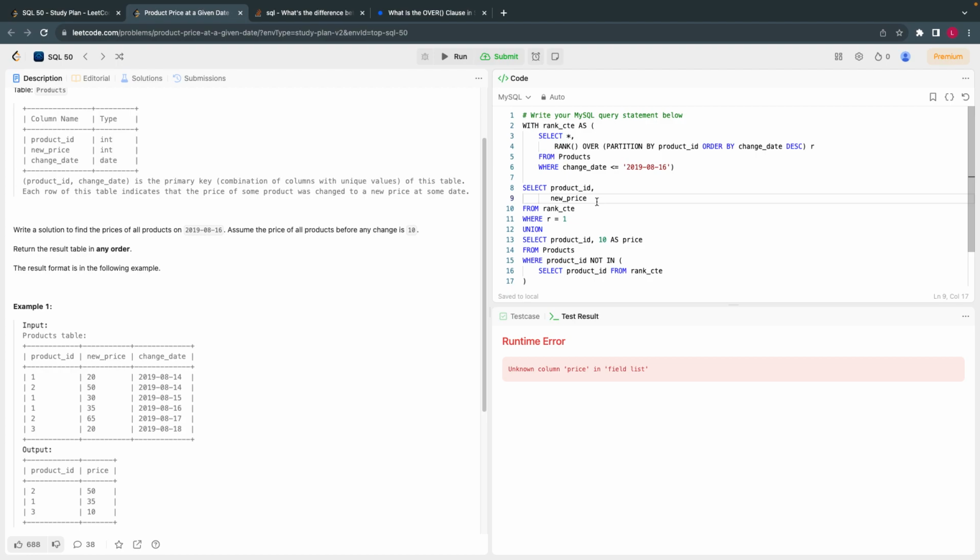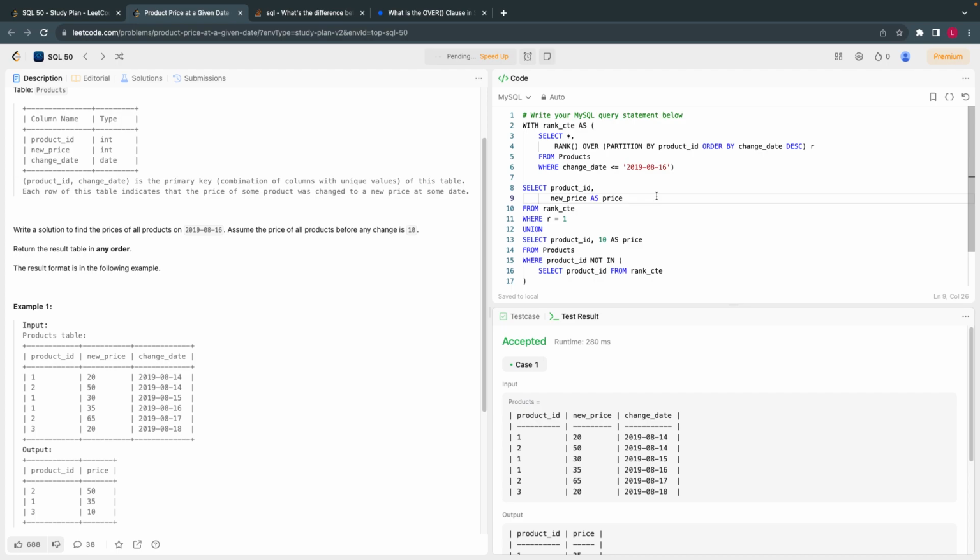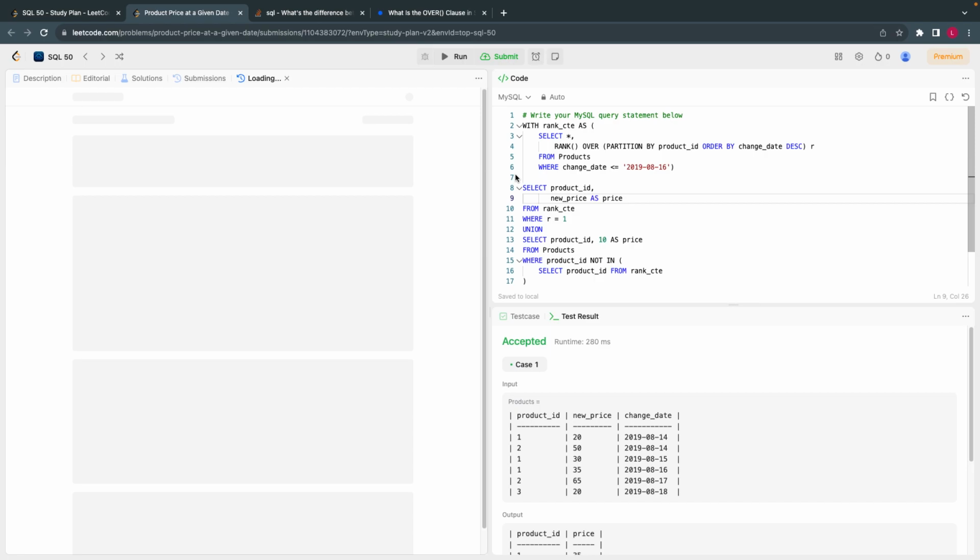All right. Let's see this. All right, this got accepted. Let's submit this. This is a little lengthier problem, but it says it is a little tough as well. It's a medium problem. It got accepted.